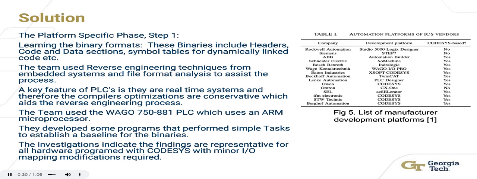The team used the WAGO 750-881 PLC, which uses an ARM microprocessor. They developed some programs that perform simple tasks to establish a baseline for the binaries. The investigations indicate the findings are representative for all hardware programmed with the Codesys, with minor I/O mapping modifications required. Figure 5 on the right shows a list of all the PLC manufacturers and the development platforms used.